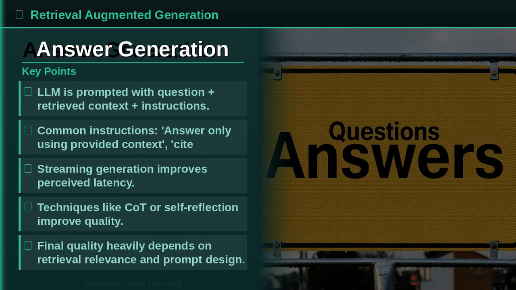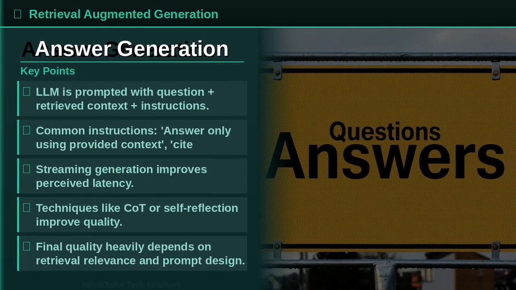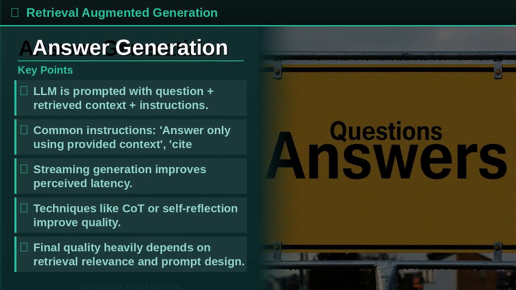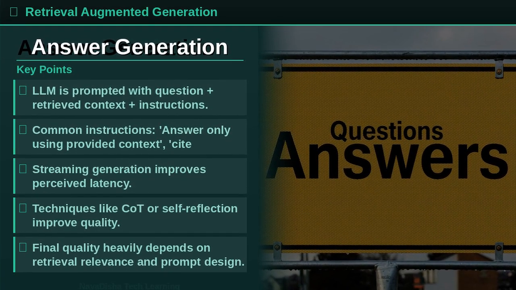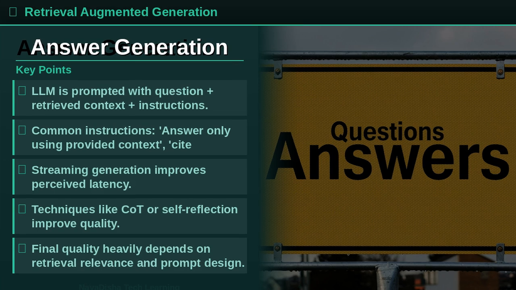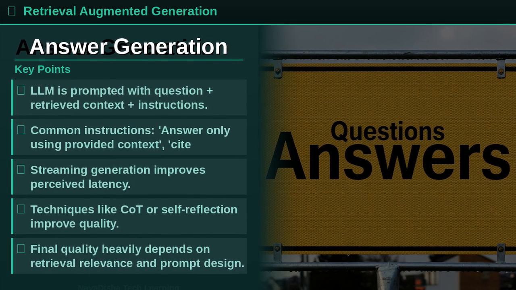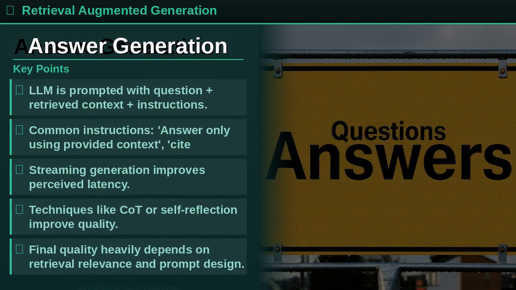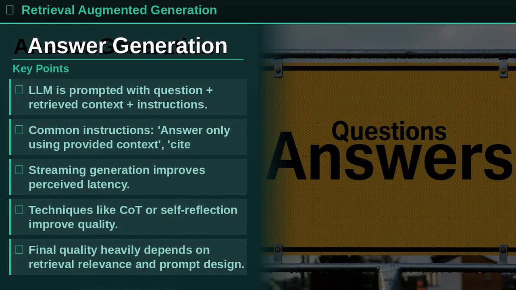Here are the key things to know about answer generation. Point 1. LLM is prompted with question plus retrieved context plus instructions. Point 2. Common instructions: answer only using provided context, cite sources. Point 3. Streaming generation improves perceived latency.